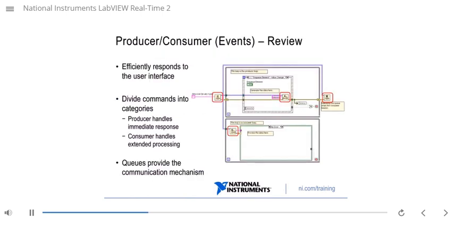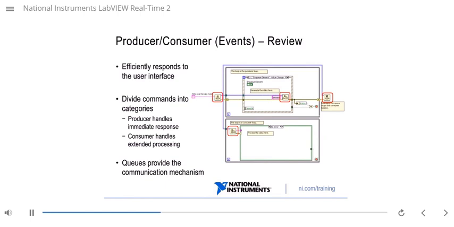Continuing with the theme of review, here's a basic producer-consumer with events pattern. You'll notice that we have two loops, the upper loop, which is the producer loop, the bottom loop, which is a consumer loop. The upper loop is going to enqueue elements based on user interaction. There's an event structure there that will fire different cases depending on what user action was taken.